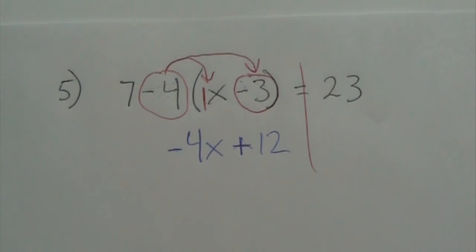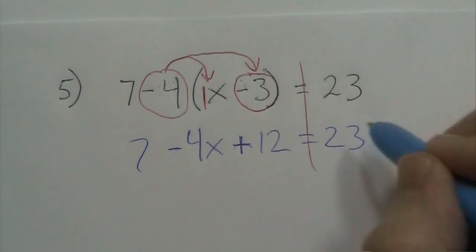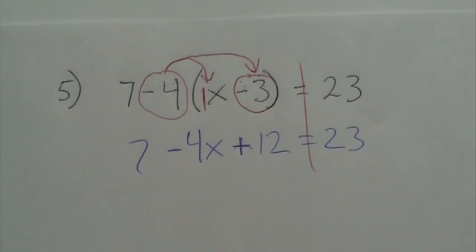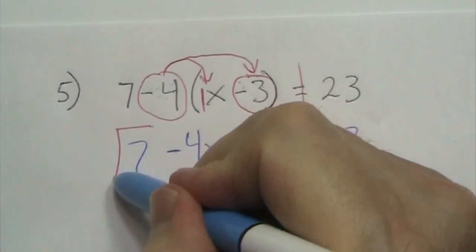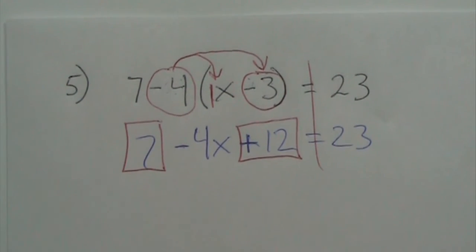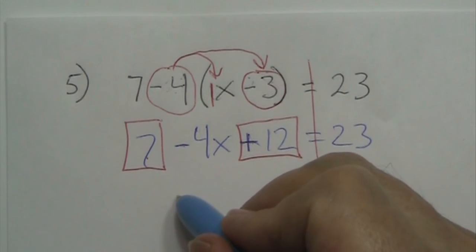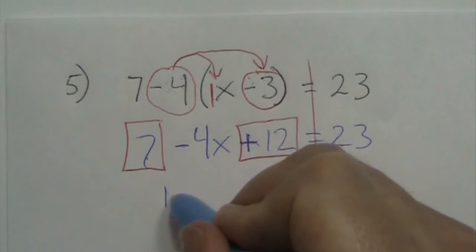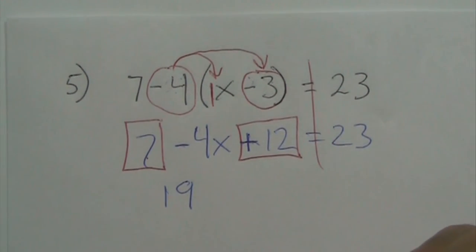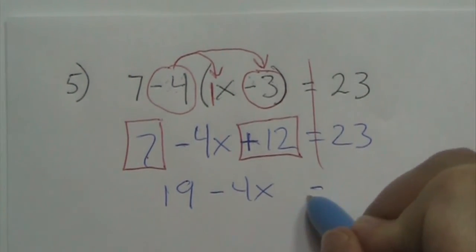Okay, bring the rest down. Now we have like terms. Put those together. I have this constant of 7 and this constant of +12. 7 plus 12. That's 19. Bring the rest down, minus 4x.